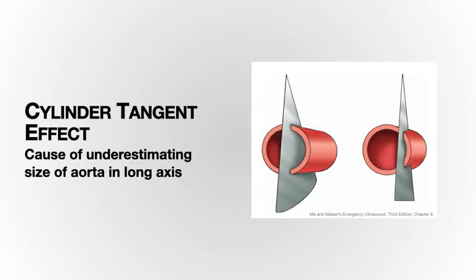Another cause of underestimation of size can be from the cylinder tangent effect. As demonstrated in this diagram, if you are off-center in the longitudinal axis, then you can underestimate the true diameter. It is for this reason that we measure the aorta in the transverse orientation.